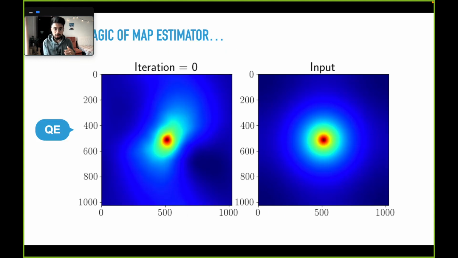To give you a visual sense of how the reconstruction becomes better and better, as you can see with our iterative estimator, it becomes better and better, and voila, with the QE it was looking like this, with the MAP, our estimator, it's looking like this.